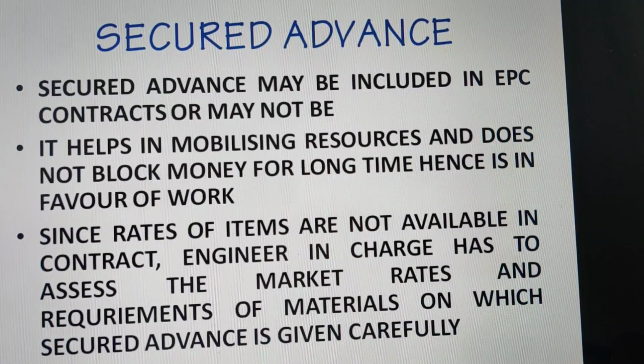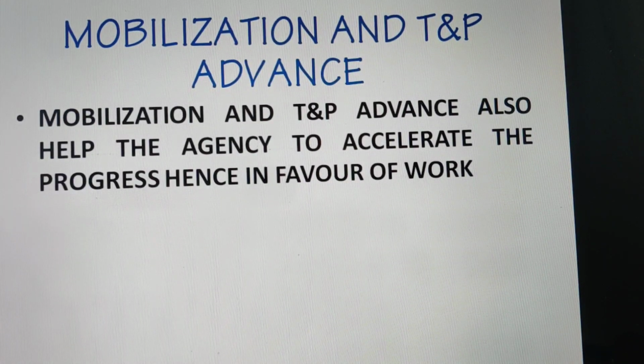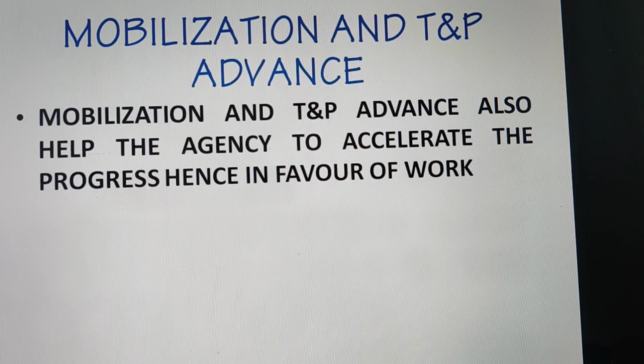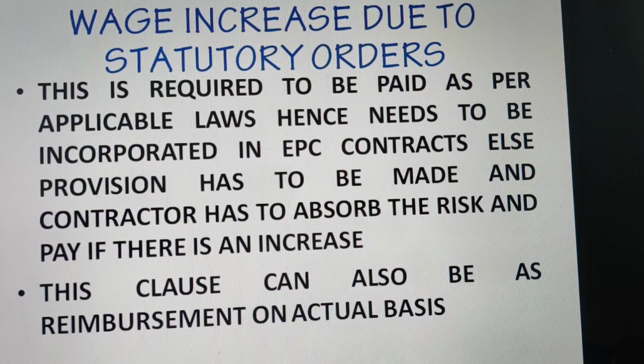Since rates of items are not available in the contract, the engineer in charge has to carefully assess the market rates and requirements of materials on which secured advance is given. Now, regarding mobilization and TNP advance, these advances also help the agency to accelerate the progress of work. Hence, this is in favor of work.